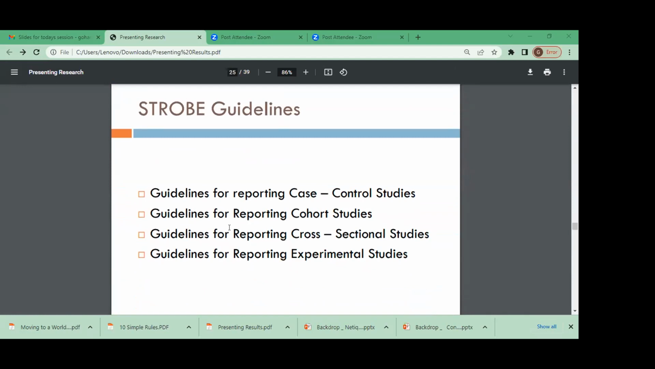There are some guidelines available that you can use. Earlier in one of my talks, I talked about different types of study design. You can always make use of the STROBE guidelines while you write the paper. If your study design is a case control study, go for the STROBE guidelines for case control studies. If you have a cohort study, go for the STROBE guidelines for cohort studies. Similarly, there are guidelines for reporting experimental studies, and there are guidelines for reporting clinical trials as well.